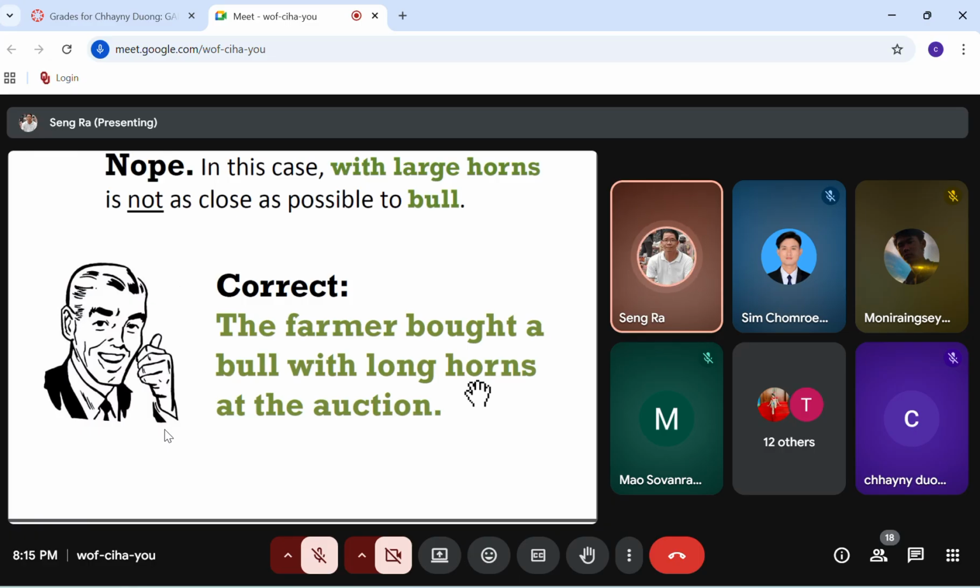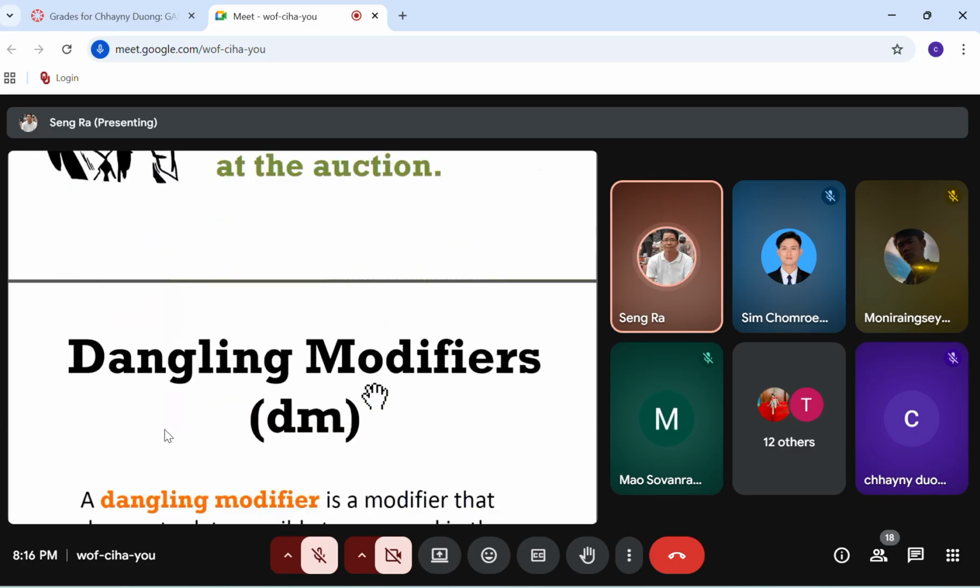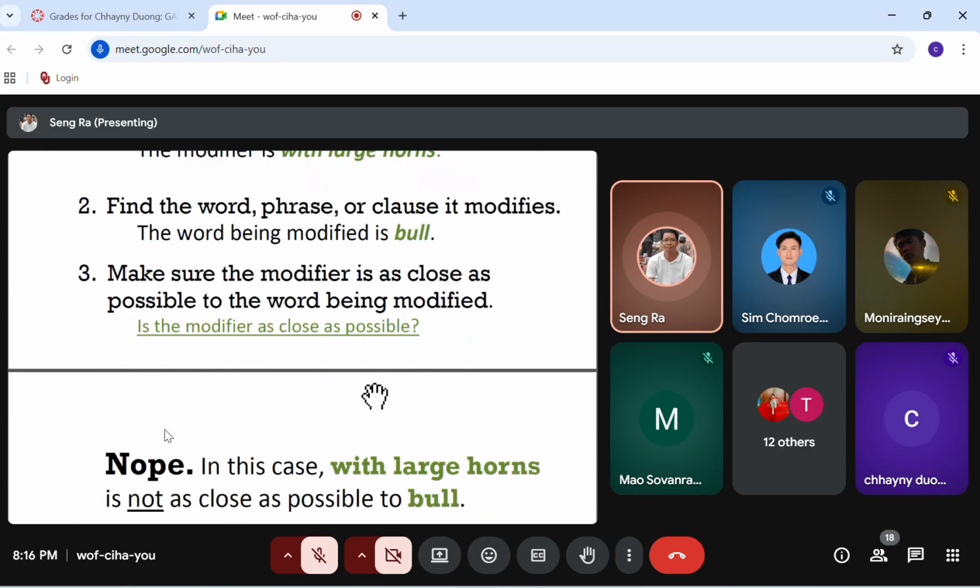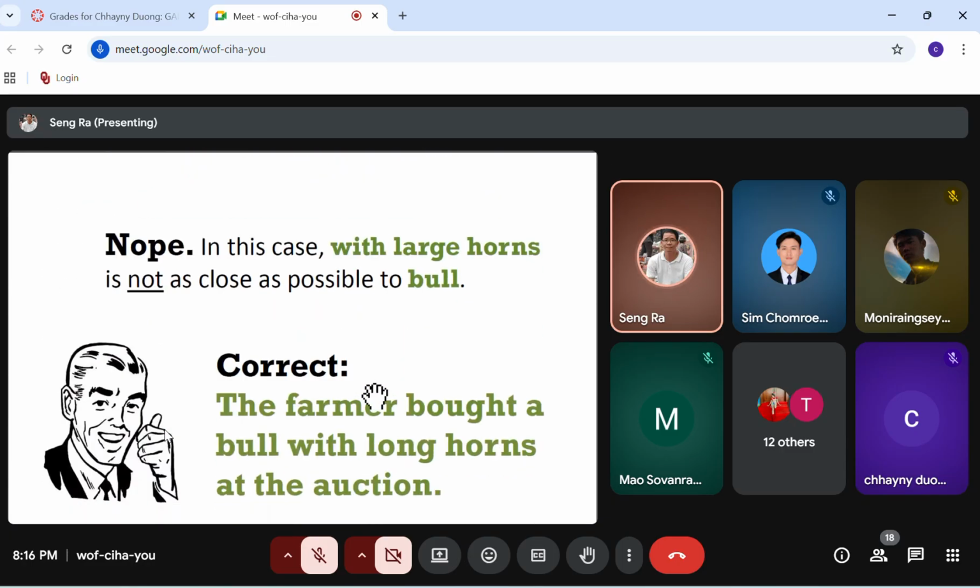I don't think an auction has huge horns, long horns, unless you put large horns at the doorway. But I think the farmer wants to refer to the bull, so you put it closer to the bull. So that's about misplaced modifiers.